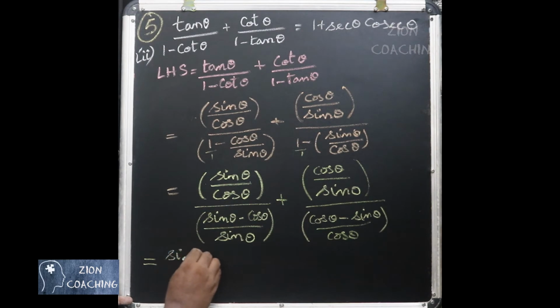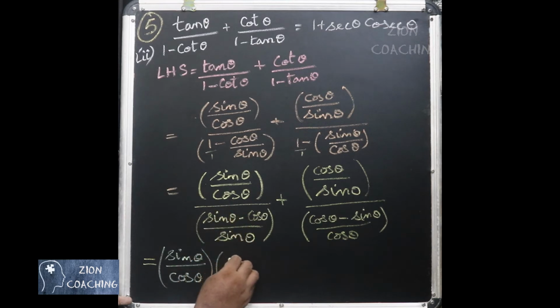Sin theta by cos theta is already there in the numerator. I am going to take this to the numerator. When we take this to the numerator, it will become upside down. We will have sin theta by sin theta minus cos theta.